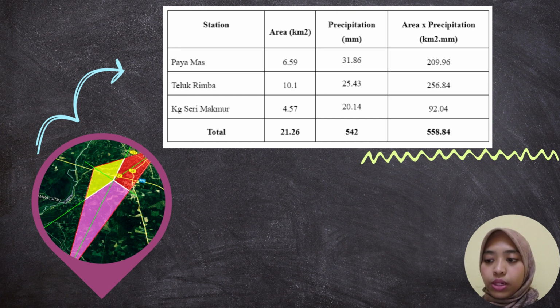Then we need to multiply each area with the average precipitation at each station. Then we get 209.96 at station Paya Mas, 256.84 at station Teluk Rimba, and 92.04 at station Kampung Sri Makmur. Sum it up, then we will get 558.84.